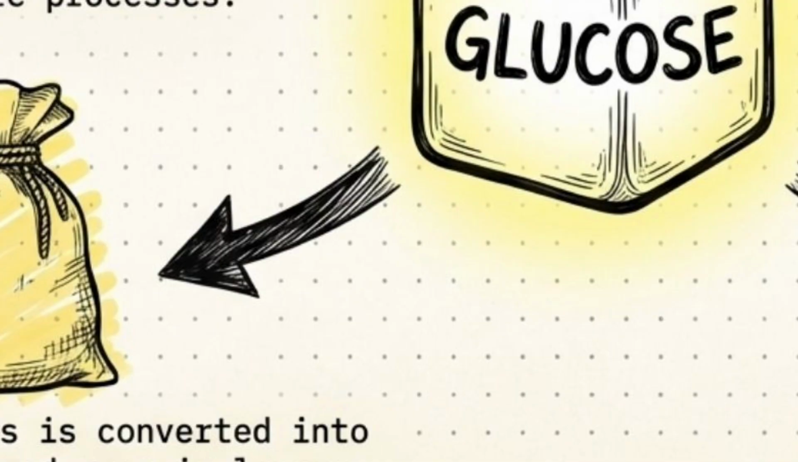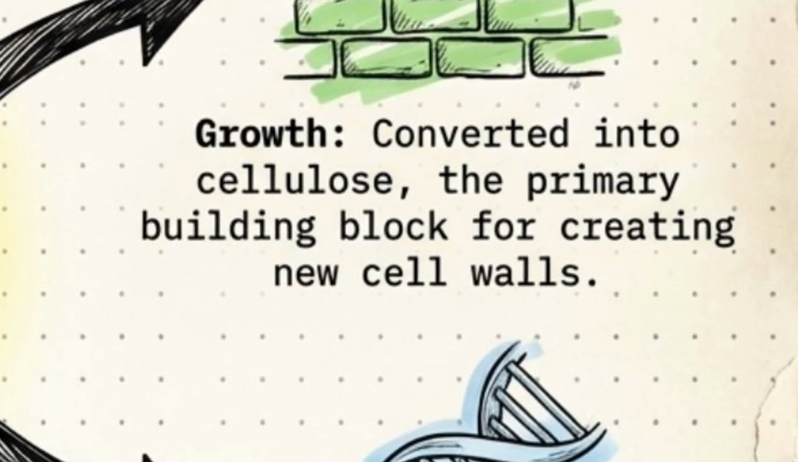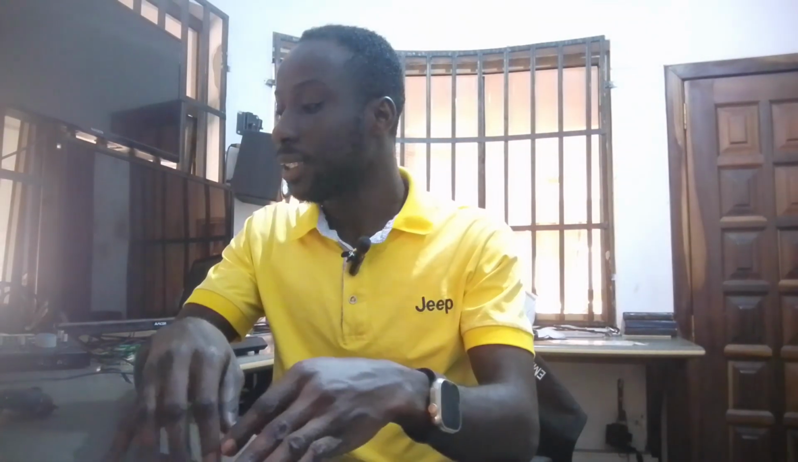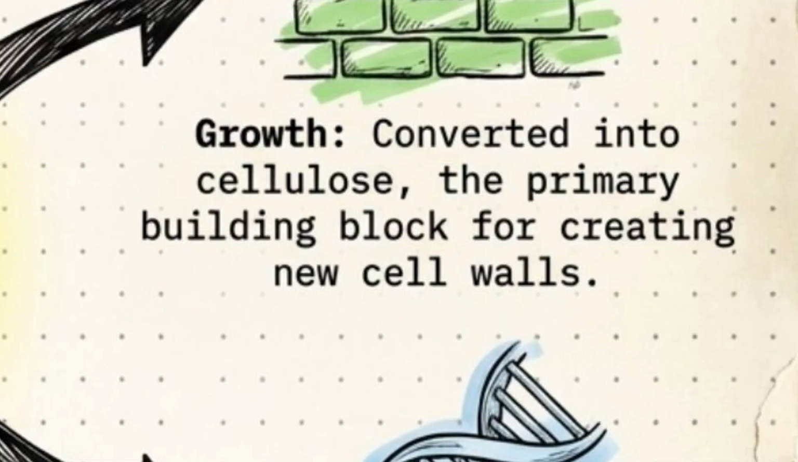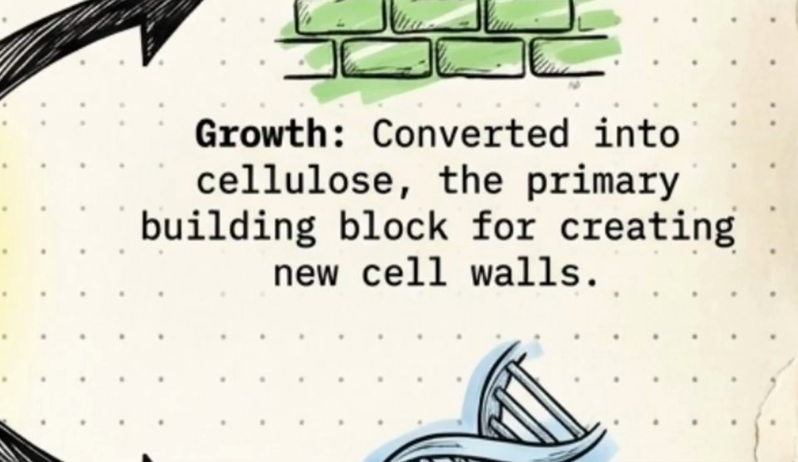Then the third thing that happens to the glucose is growth. The glucose is converted into what you call cellulose, the primary building block for creating new cell walls. So the reason why the plant grows, the reason why you grow, is as a result of the glucose. When this glucose is converted into cellulose, it builds up the cell. So a plant will be there, and then by the time you realize the plant is taller than you, what happened? It is as a result of the glucose stored that is used for the growth.